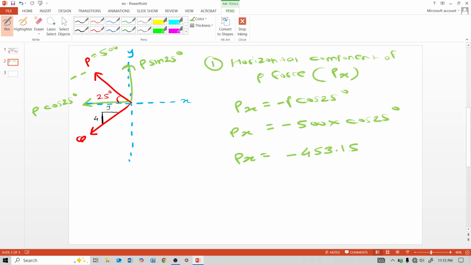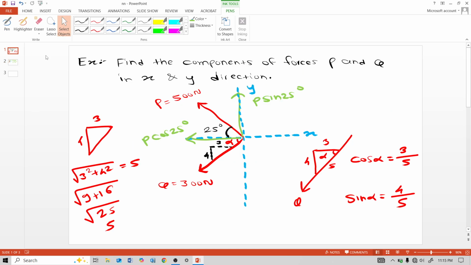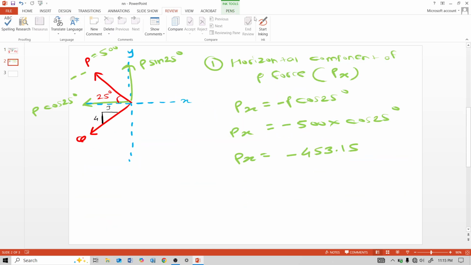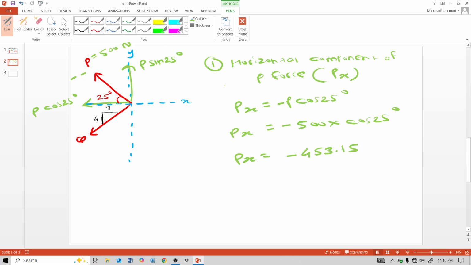And what will be the unit? See here, this 500 is in Newton. So the unit will be Newton. So Px is equal to 453.15 Newton, and it is in the negative x-axis direction.